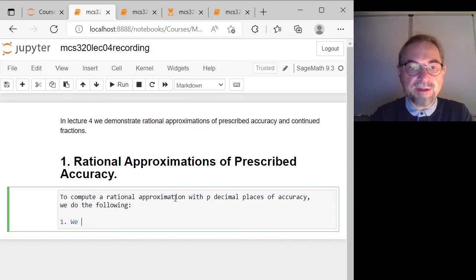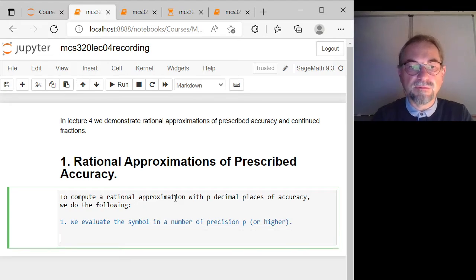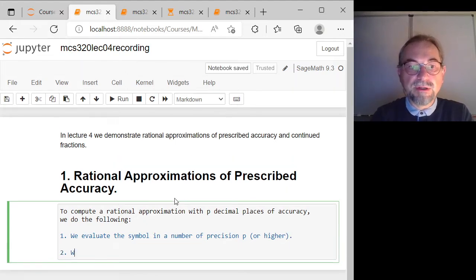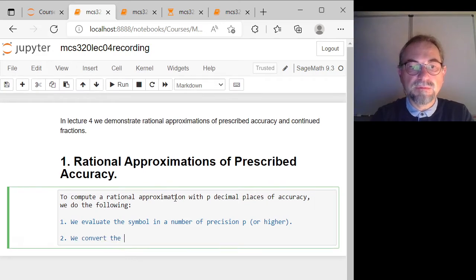So we evaluate the symbol. So let's say pi now, or square root of 2, in a number system of precision p, or higher if you want to be a little bit more careful, but p is fine. And then we convert the evaluated symbol, so now it's a floating point number, into a rational number.